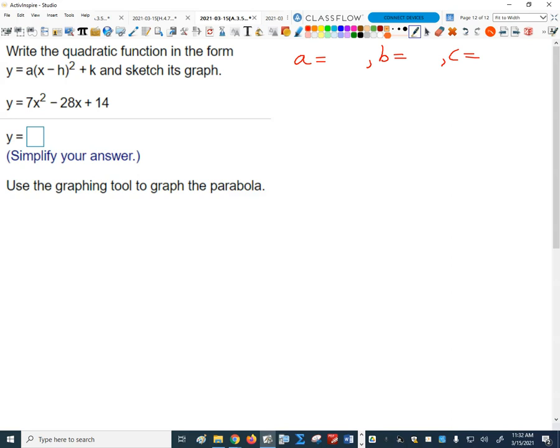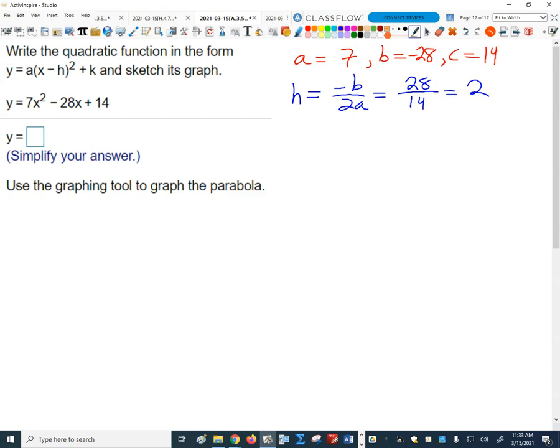Okay, good. So 7 is A, B is negative 28, C is 14. You already told me the formula for calculating H. Negative B over 2A. So let's plug that stuff in then. B is negative 28, so negative B is positive 28 divided by 2 times A. Well, A is 7. 2 times 7 is 14, right? 28 over 14 is 2.